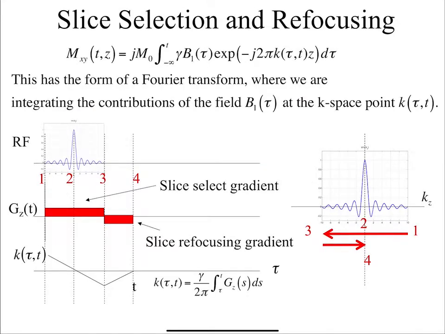So for the simple case of an RF sinc pulse, we can think of the RF pulse as laying down energy in k-space as we go along in k-space. And because it's a sinc in k-space, it corresponds to a rect function in our image space. That's what actually gives us the slice. Using this theory also tells us why we need the slice refocusing gradient. But we can take it even further.